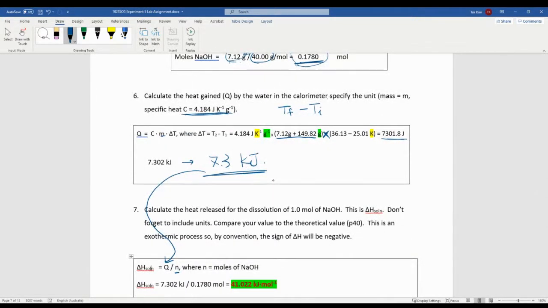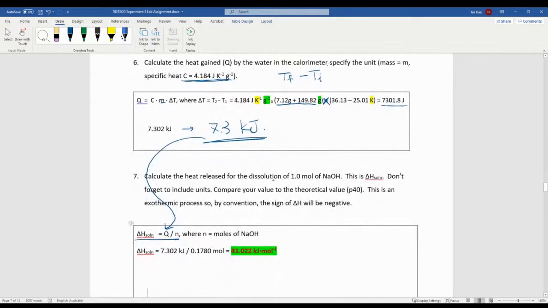So using the equation over here, and the value from your previous calculation, the change in enthalpy should be 7.3 kilojoules divided by 0.178 mole. And once you finish calculating, you will end up with a number in kilojoules. If you use joules, the number will be much bigger than whatever you are seeing.